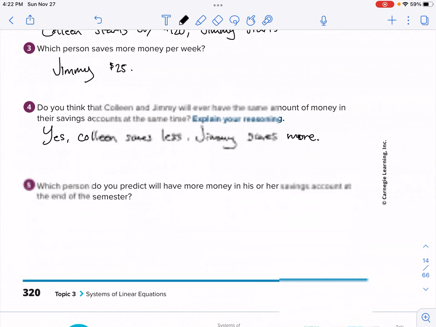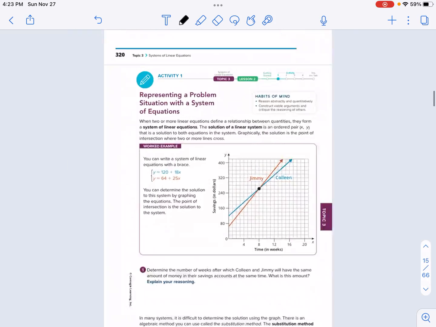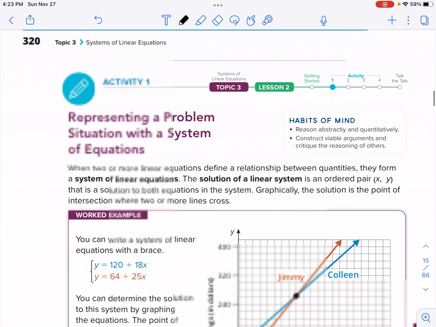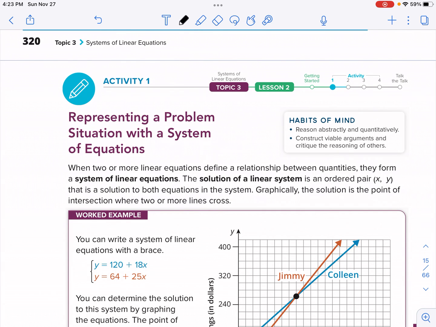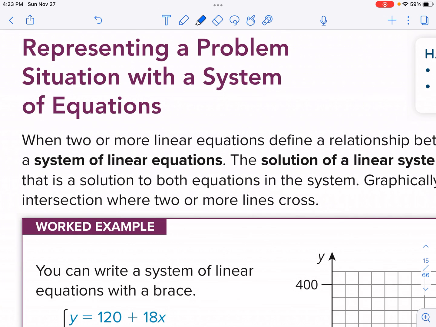All right. So let's move on to page 321. So 321, activity 1. It says representing a problem situation with a system of equations. So with that, some key vocabulary terms to talk about. It says when 2 or more linear equations define a relationship between quantities, they form a system of linear equations. Now the key thing here is just the word system.